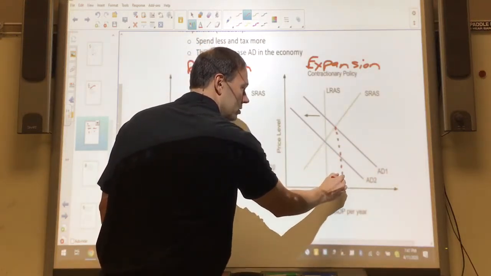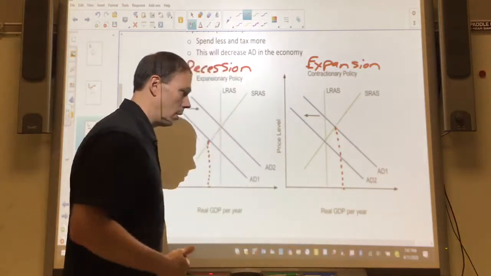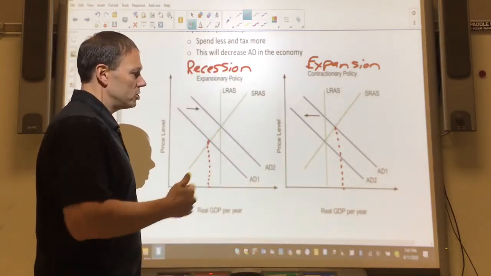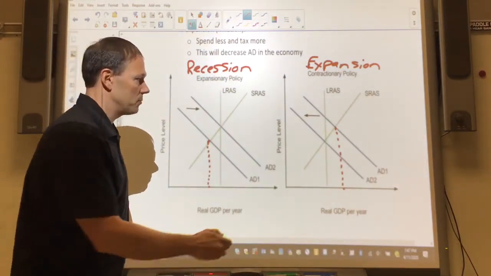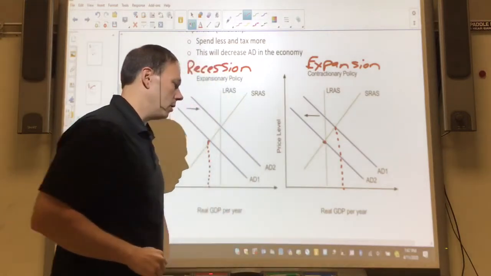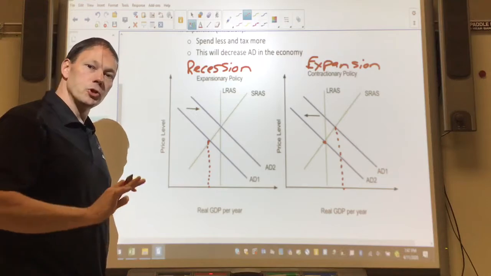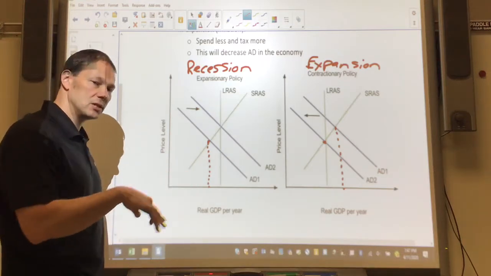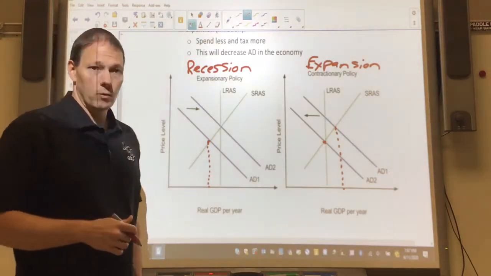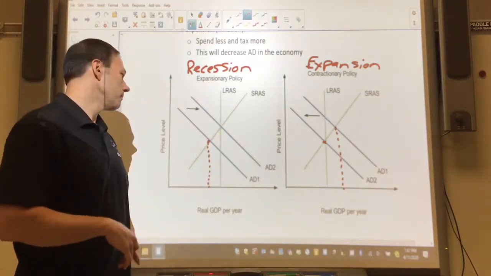Again, where did we start? We started here beyond full employment. That's why we call it expansion. Shift AD to the left, and now that brings us back to where we should be, our LRAS. Okay, so that's your typical fiscal policy approach to the economy, how the government's going to steer the economy. Think of what the government's doing right now with the big stimulus package, all that kind of stuff.